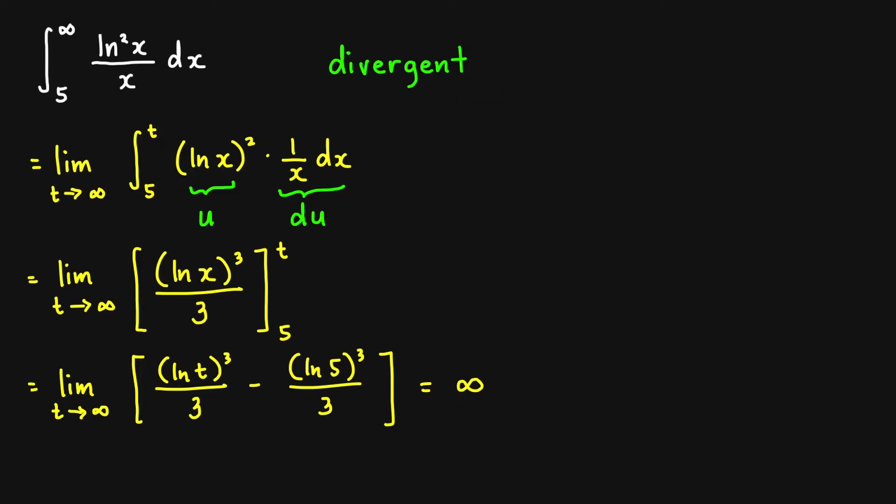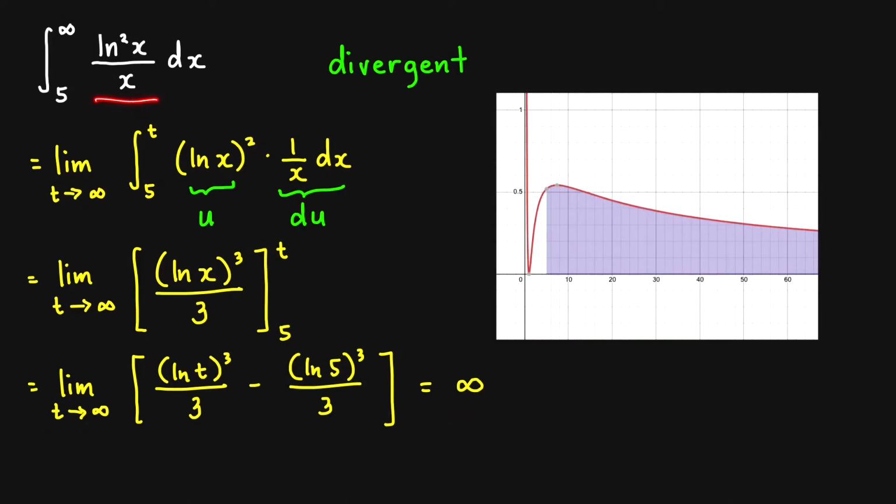Now, geometrically, what does this value mean? It means that if we look at the graph of our integrand, which is greater than 0 for x greater than or equal to 5, it only tells us that this area here, as x approaches infinity, is infinite. So this region here doesn't have a finite area.